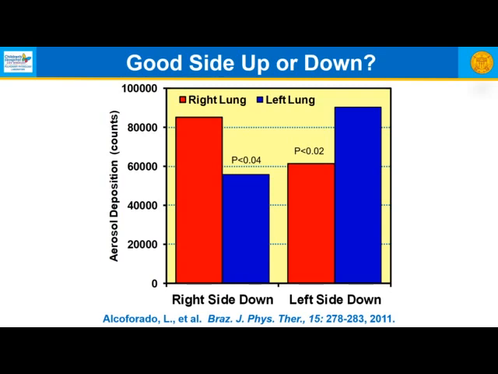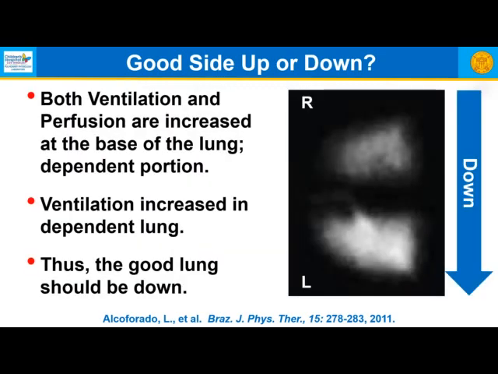So right side down, much more than on the left side, which was up. Left side down, much more than the right side, which was up. So both ventilation and perfusion are increased at the base of the lung or the dependent portion. Ventilation is decreased in the independent lung, thus the good lung should be down, generally speaking.